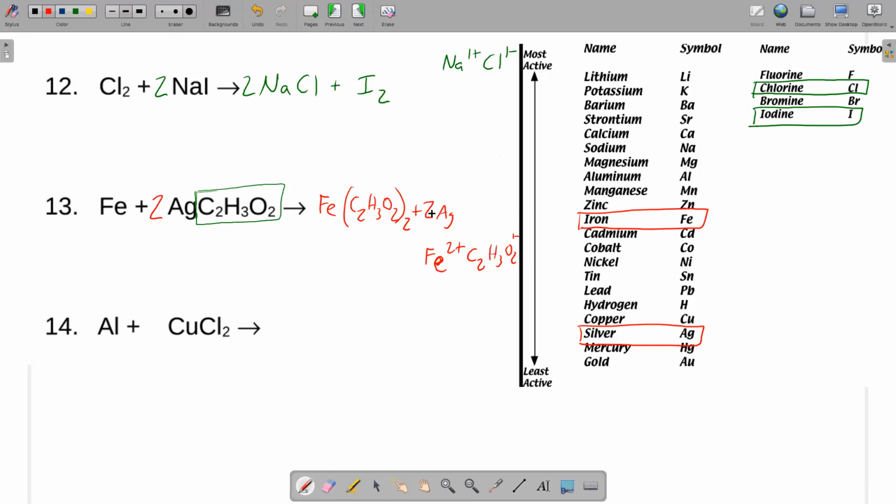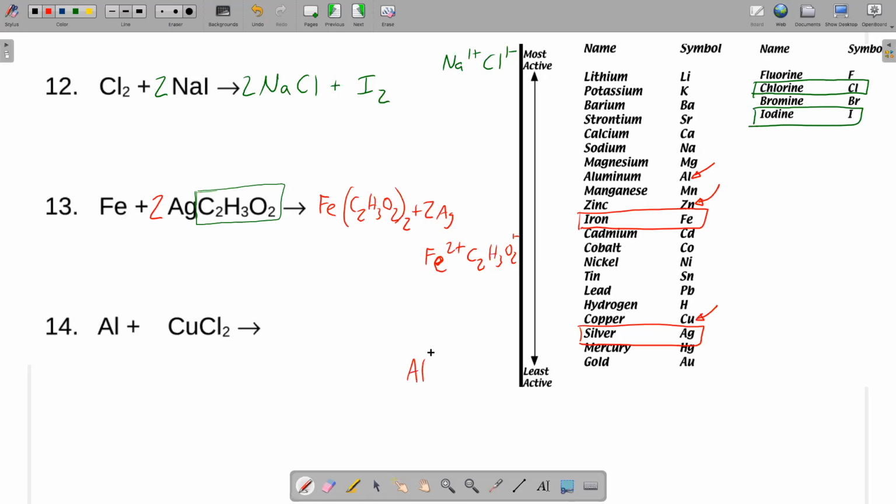And then 14, aluminum with copper chloride. This is similar. You did zinc and copper chloride, and it worked because in the lab, zinc was up here and copper was down there. So you put a piece of zinc in with copper chloride and the zinc replaced the copper. You could do exactly the same thing with aluminum. Aluminum is also above copper. So because aluminum is above copper on the activity series, you get a reaction.